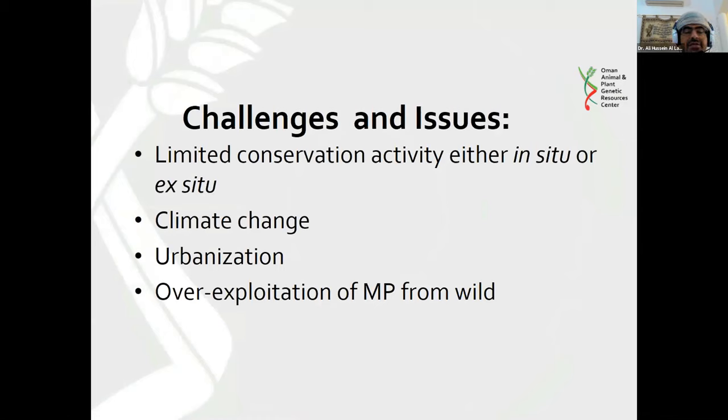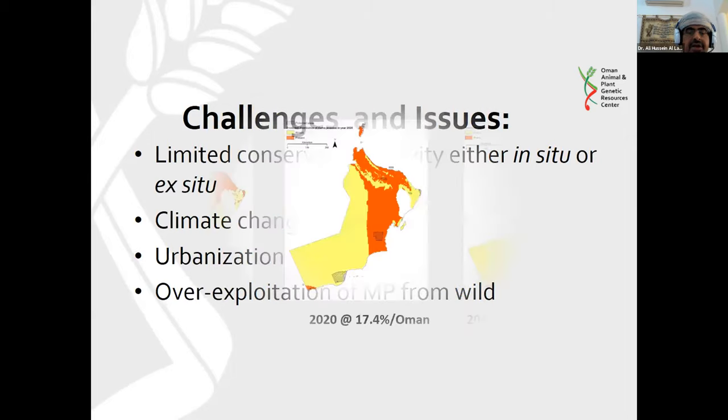Then we saw that, from our estimation, there is limited conservation, either in situ or ex situ. And of course, we have the impact of climate change and urbanization. We'll discuss this too in my following slides. However, I will not discuss overexploitation because it's known, and because of the time. Overexploitation is either harvesting by communities, which might be in a non-sustainable way, or even because of overgrazing.